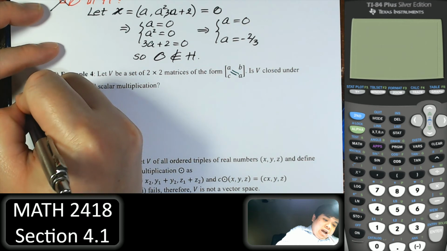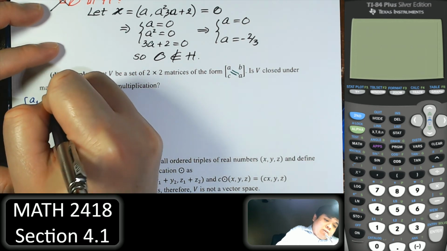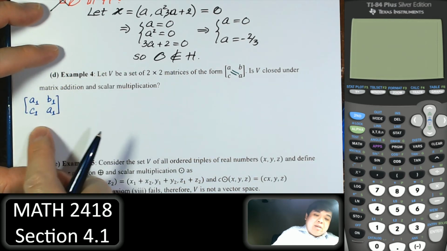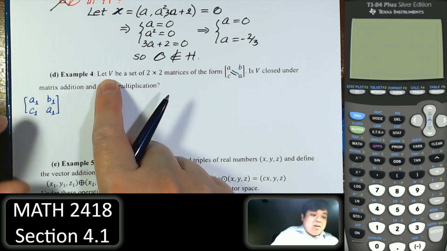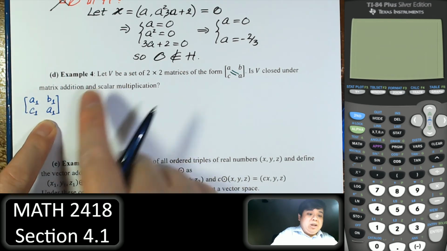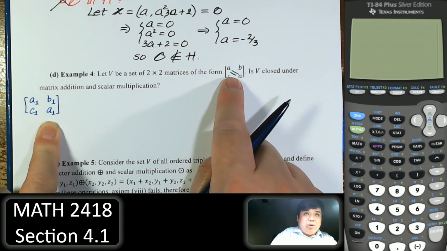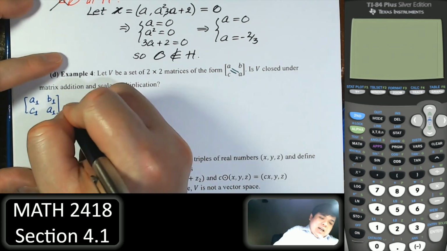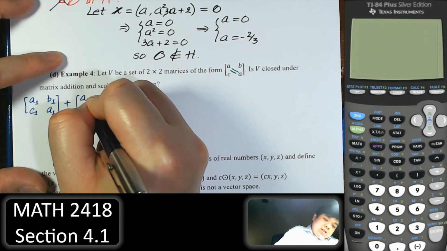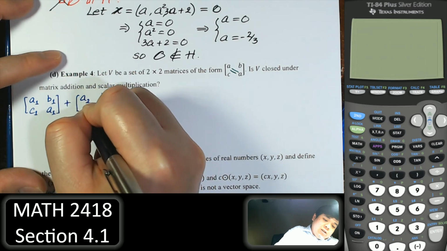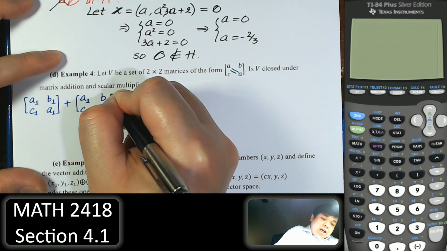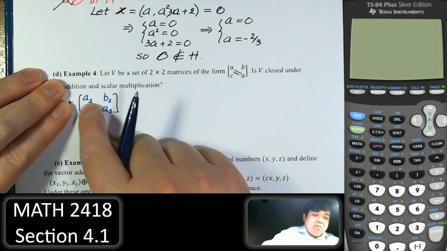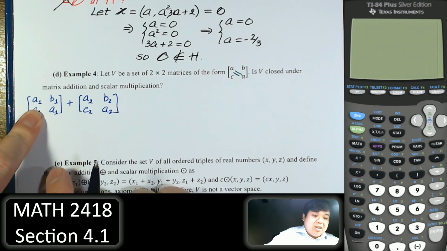Now, if we have [a1, b1; c1, a1], does that belong to the set? And the answer is yes, because the diagonal entries are equal. So it satisfies the characteristic of an element in the set, so it is in the set. Now if I add another element in the set, this element is also in the set because it has the characteristic that the diagonal entries are equal. So this is in the set, this is in the set.